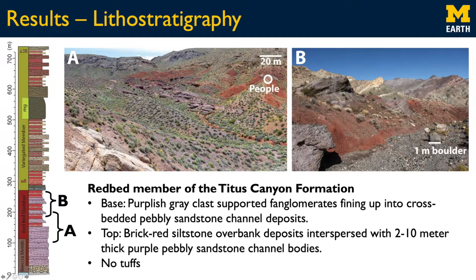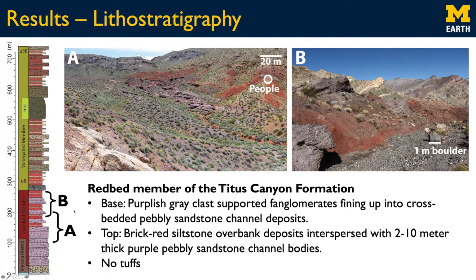The red bed member is purplish gray, clast-supported fanglomerates near its base, very coarse, fining generally upwards into cross-bedded pebbly sandstone channel deposits with brick red overbank deposits. Here you can see that fining sequence in image A, going from the left, where it's dominantly coarse conglomerates, and then moving up section to the right, you can see they give way to these fine red overbank deposits.